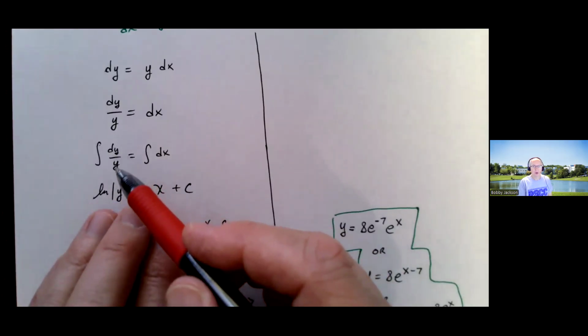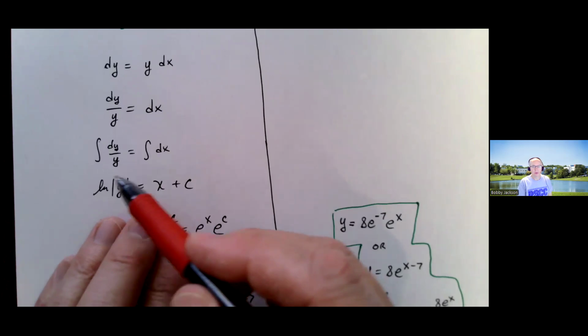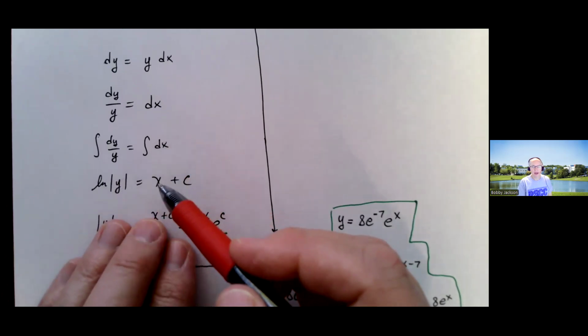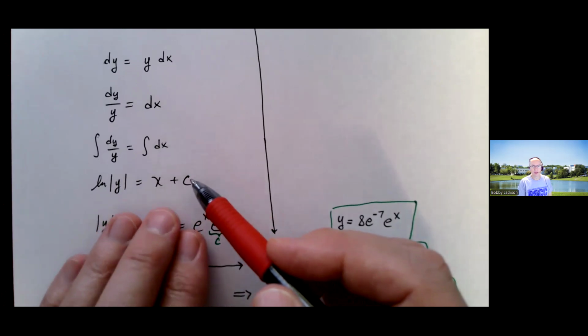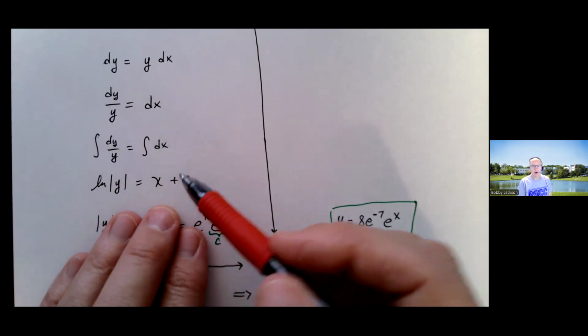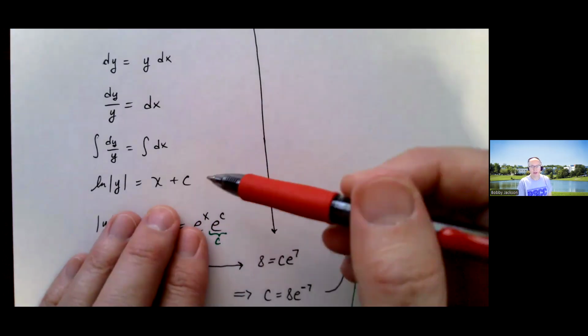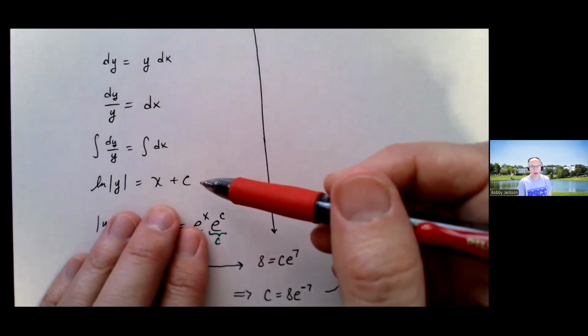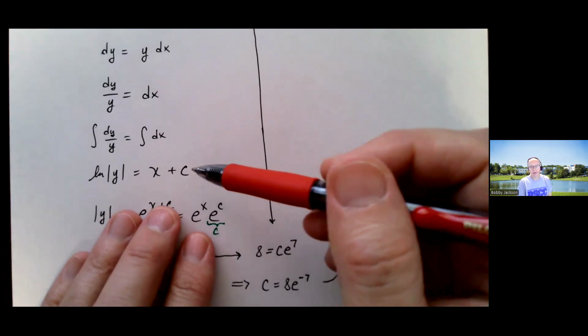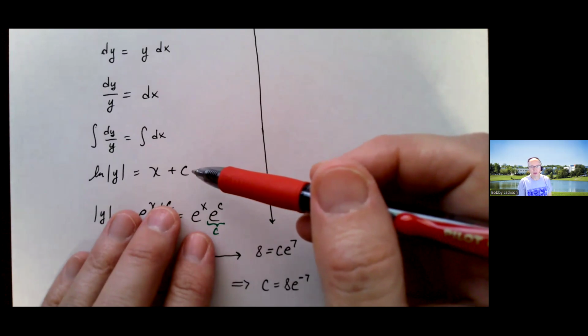What's the antiderivative of 1 over y? Hopefully we remember that. Natural log absolute value of y. The antiderivative of 1 is x. And don't forget your plus c here. You have to do this immediately after you integrate. Now we should solve for y explicitly. They do want you to write y equal a function of x. So let's do that first, and then we'll apply the initial condition.